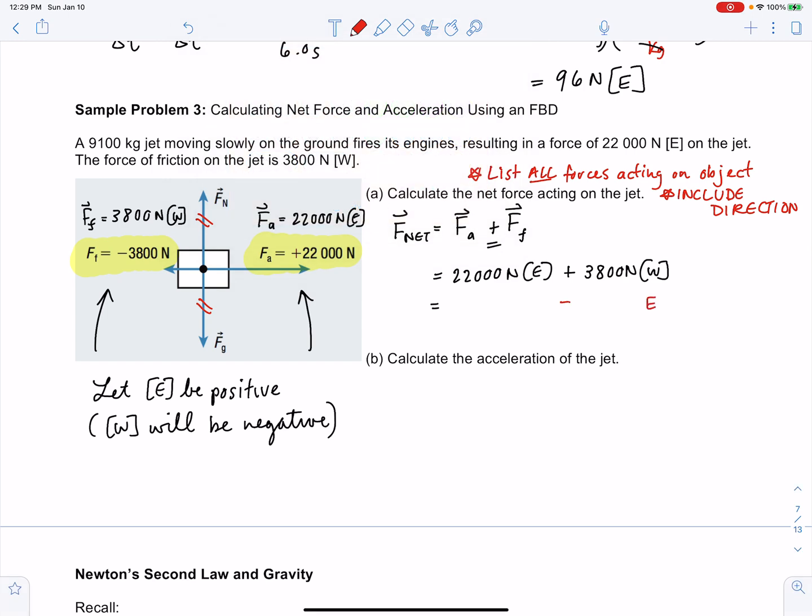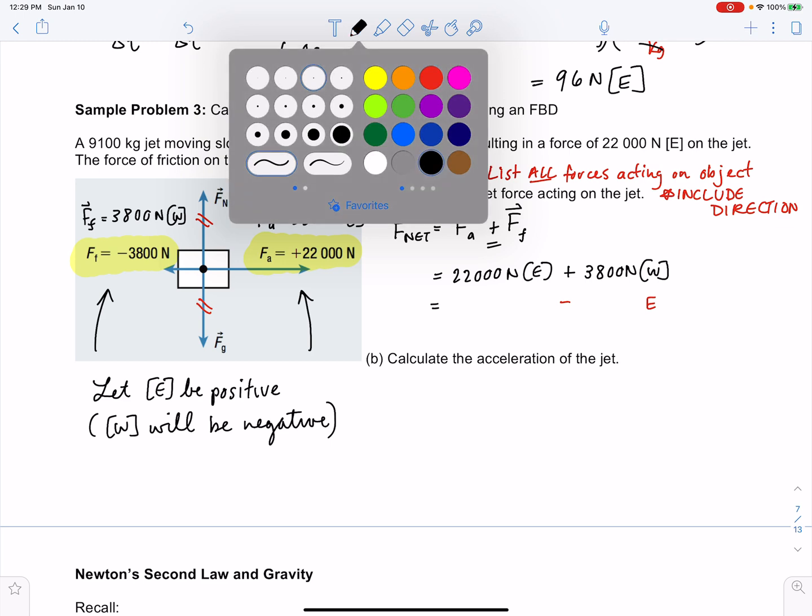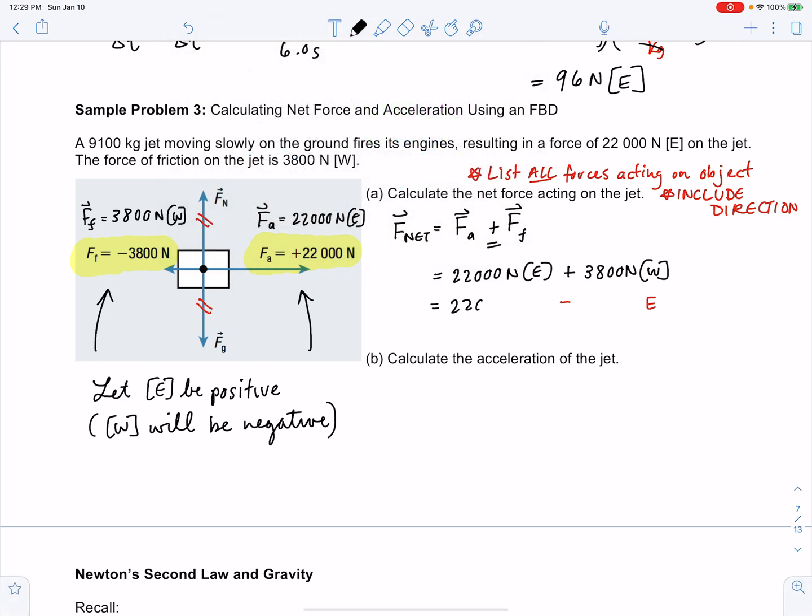I'm going to change friction to negative east. When you change the sign, you change the direction. So we have 22,000 newtons east minus 3,800 newtons east. And if you punch this into your calculator, you get 18,200 newtons east. So the net force acting on the jet is 18,200 newtons east.